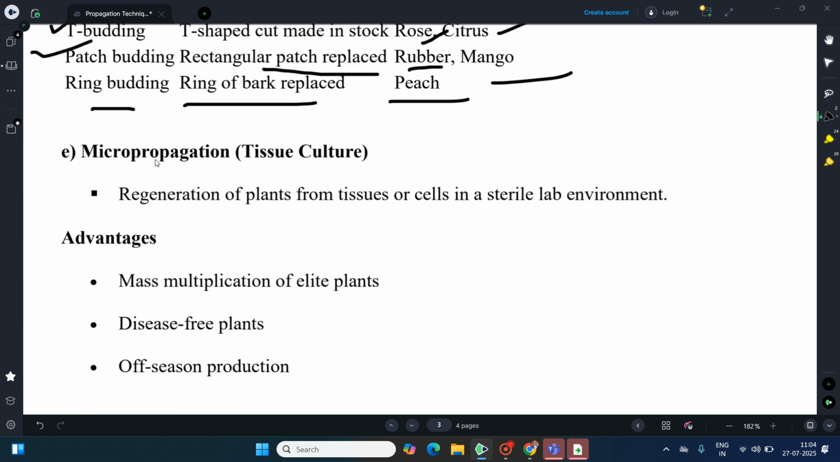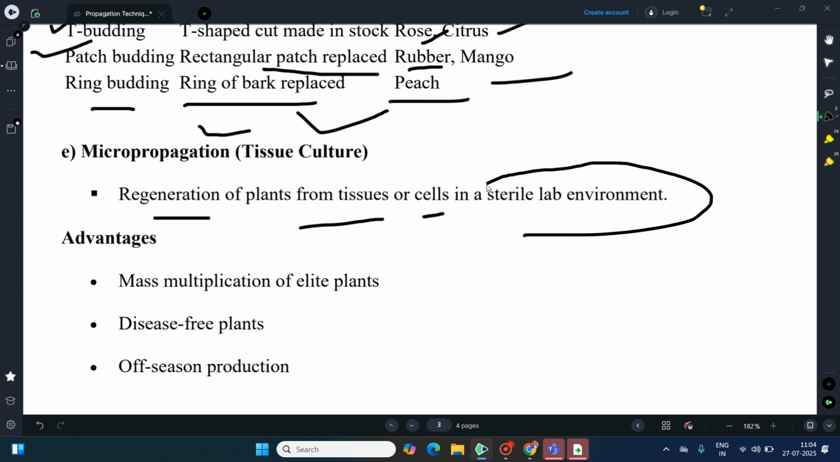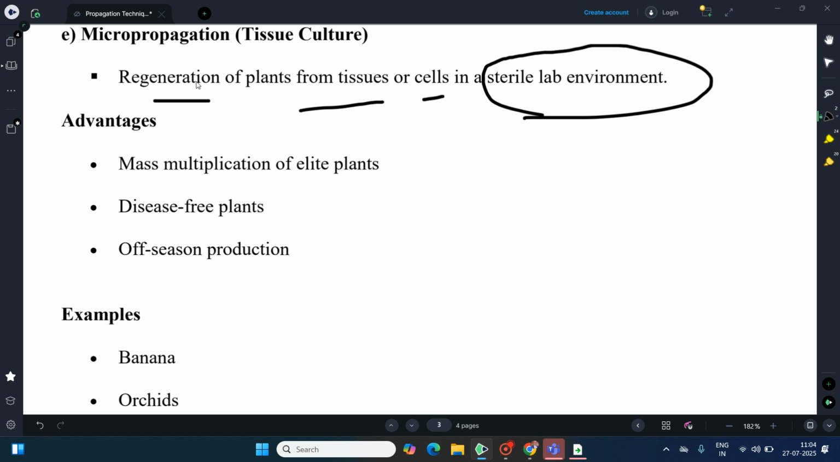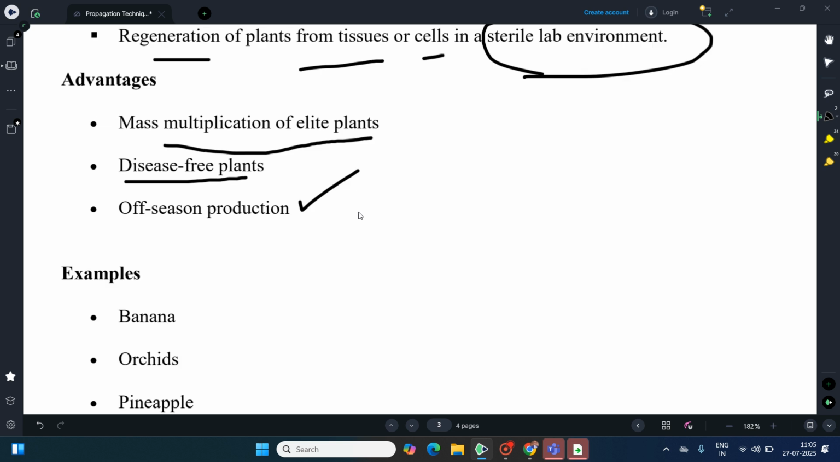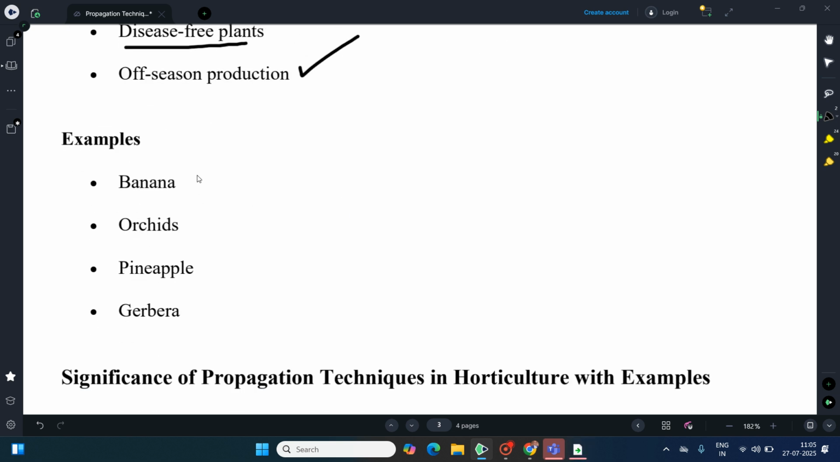The fifth one is micropropagation, which is nothing but tissue culture. Here plants are regenerated from tissues or cells in a sterile lab environment. Advantages are mass multiplication of elite plants in lakhs and multi lakhs, it is used for disease free plants, and it can be done during the off season. Examples in horticulture crops are banana, orchids, pineapple, and gerbera.